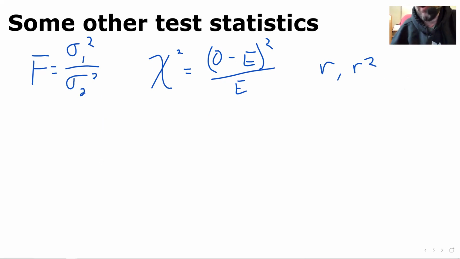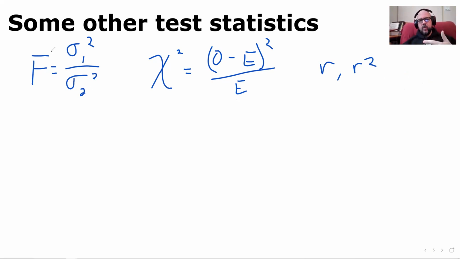R and R squared, these are for regression. I'm not going to write the formulas here. They're big and messy, and I don't want to deal with them right now. But the test statistics get more esoteric as you get further on into statistics, right? So I'll just give you a little spoiler here.